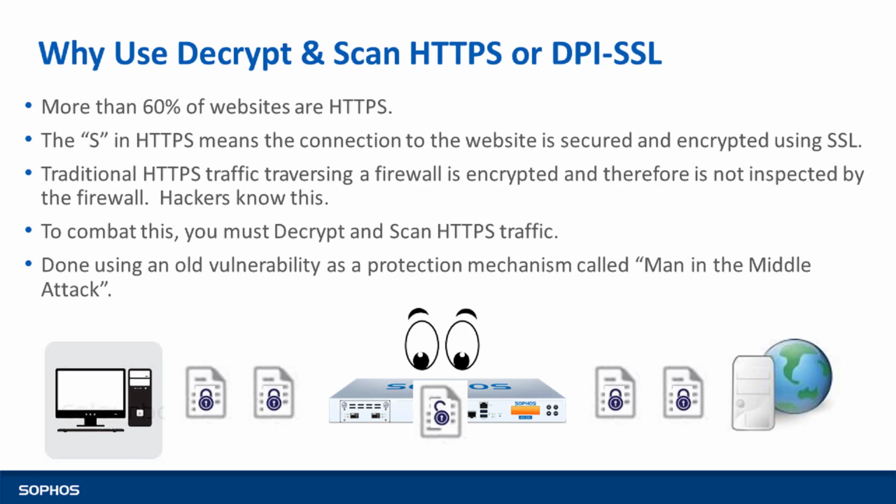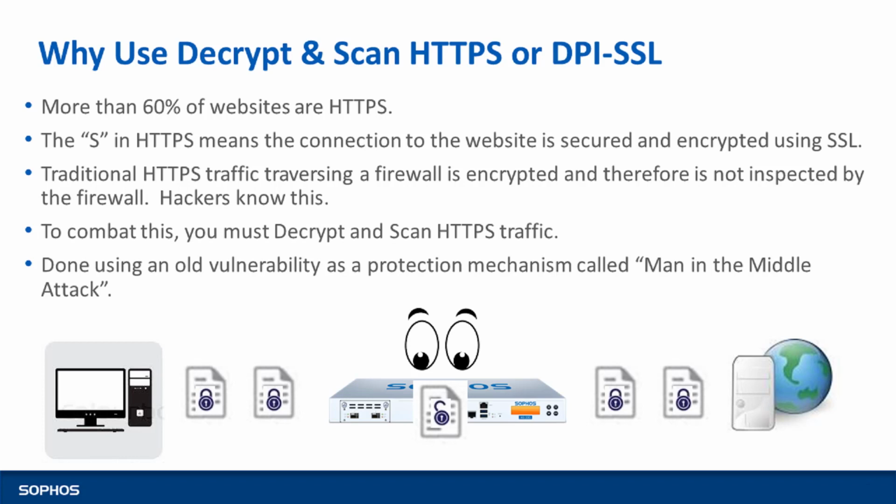So why use decrypt and scan HTTPS or DPI SSL? Well, more than 60% of all websites are now HTTPS. The S in HTTPS means the connection to the website is secured and encrypted using SSL. Traditional HTTPS traffic traversing through a firewall is encrypted and therefore is not inspected by the firewall. Hackers know this. So to combat this, you must decrypt and scan HTTPS traffic.